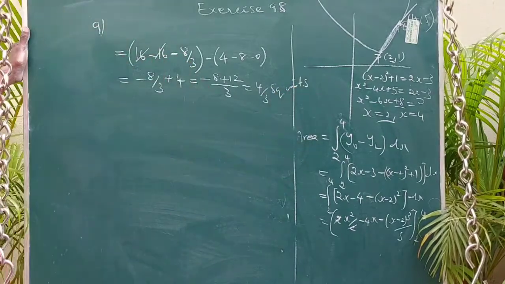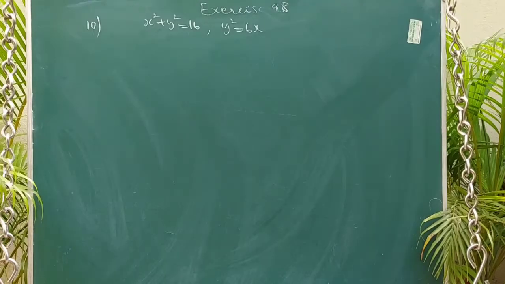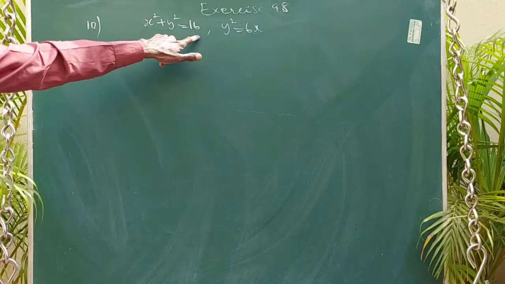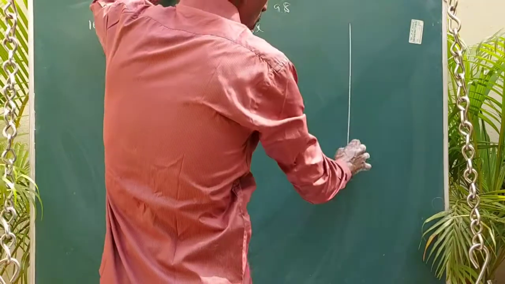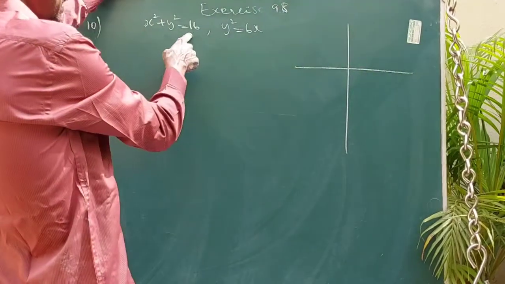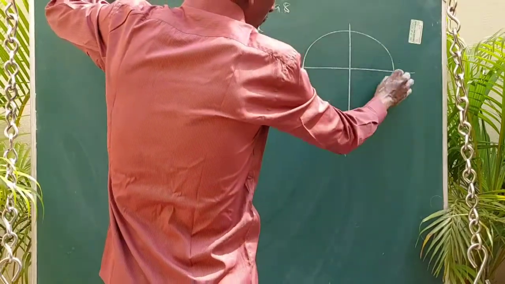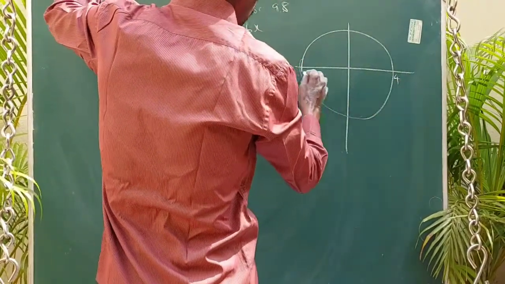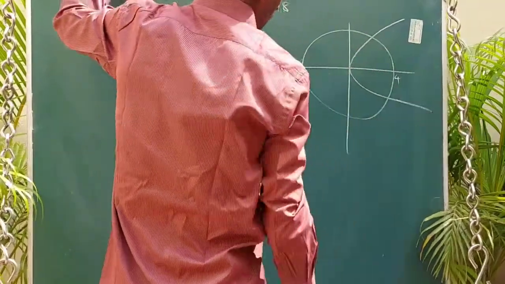So this is the answer for question number 9. Now question number 10 in exercise 9.8. The question is, find the area of the region common to the circle x square plus y square equal to 16 and the parabola y square equal to 6x. So x square plus y square equal to 16 means 16 can be written as 4 square. So draw a circle of radius 4. So it is 4 and minus 4, and y square equal to 4x is a parabola open rightward.